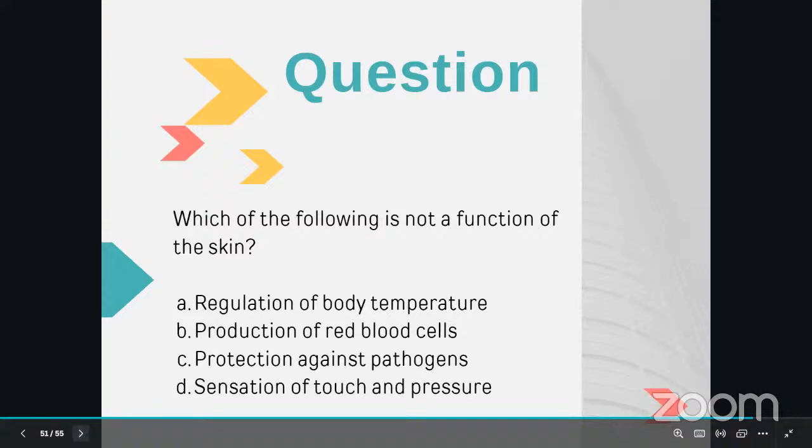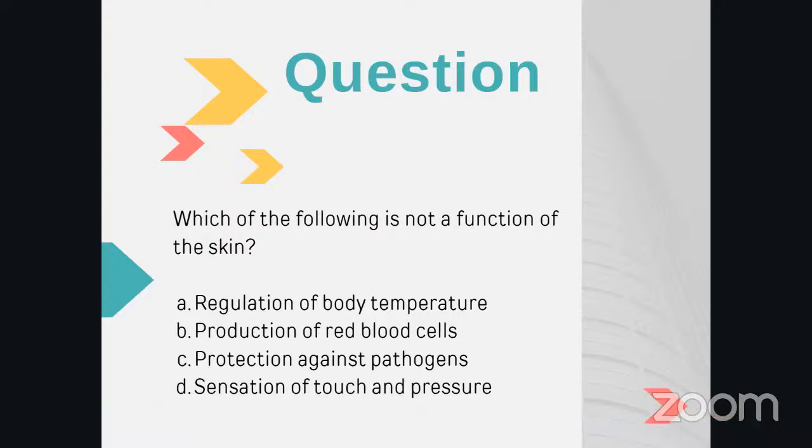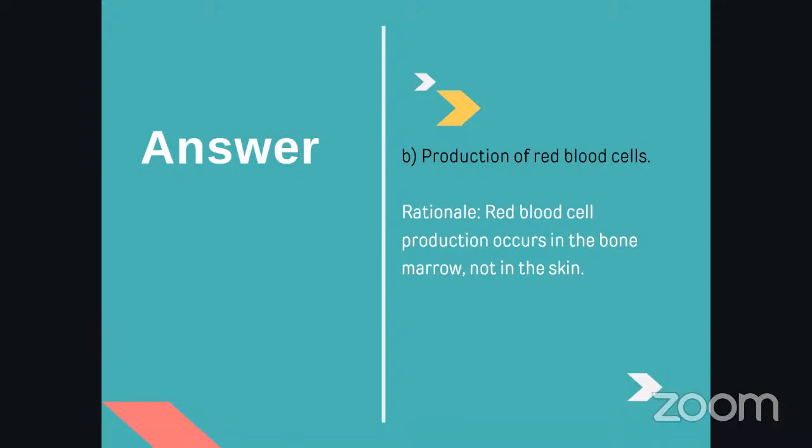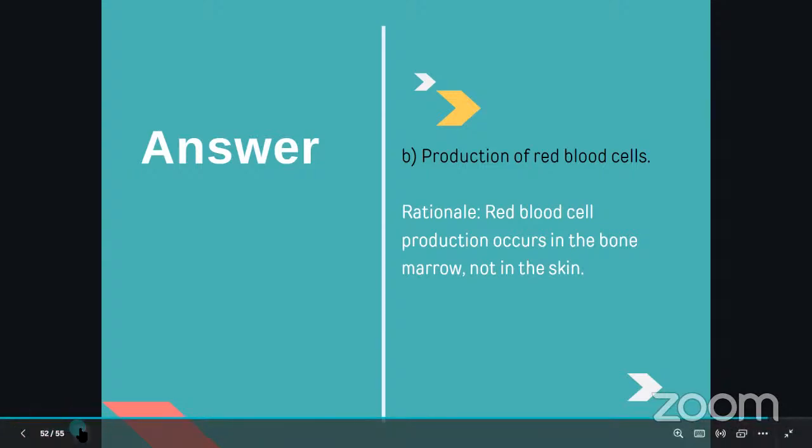Couple more questions. Which of the following is not a function of the skin? Regulation of body temperature, production of red blood cells, protection against pathogens, or sensation of touch and pressure? Your skin does not produce red blood cells. This actually occurs in the bone marrow. Every other option is a function of the skin, but the skin does not produce red blood cells.